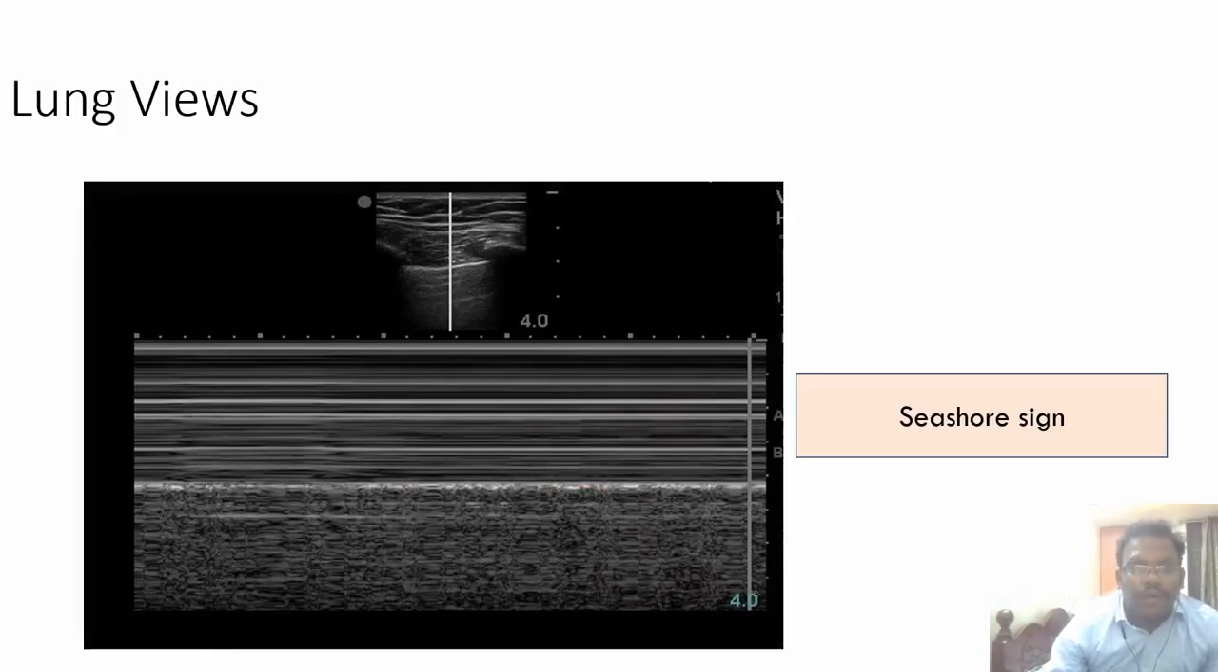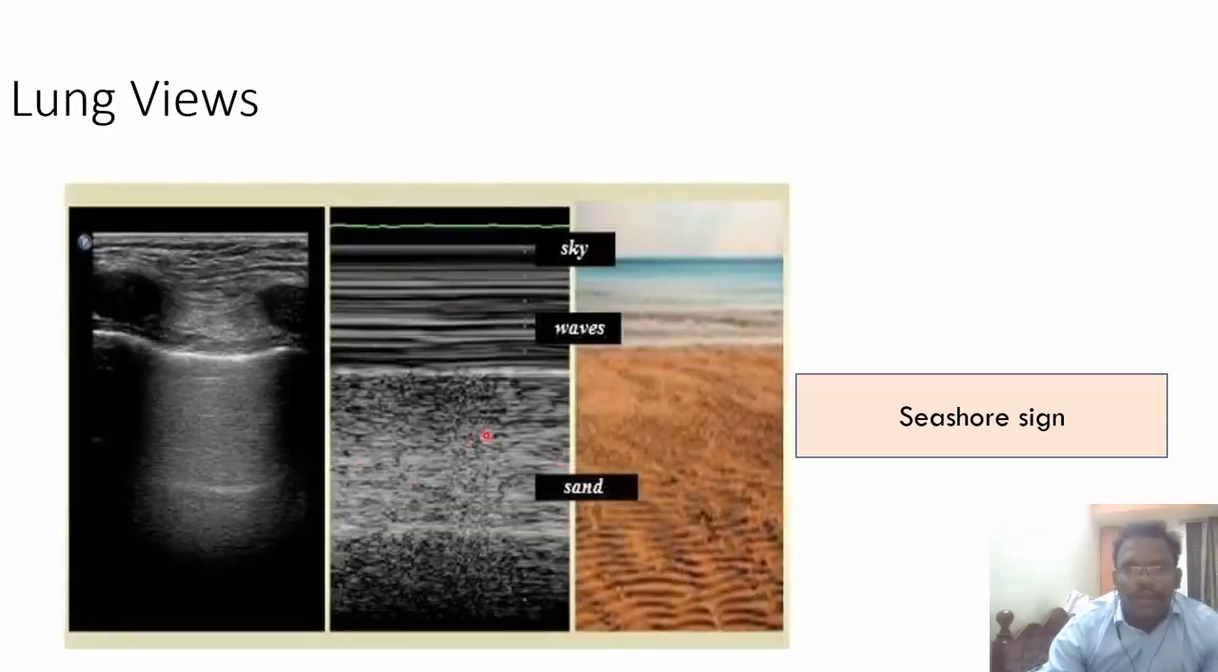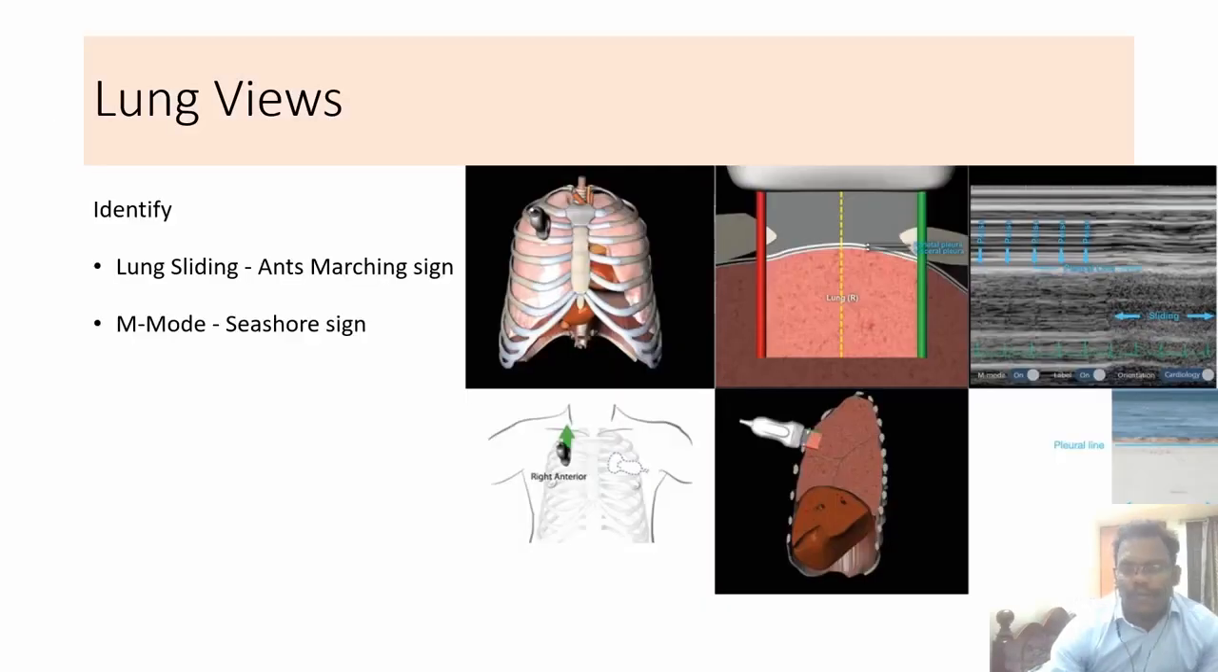So why is it called seashore sign? We can see the aerated lung here appears to be the sand of the beach, and above that you can see the pleura and you can see the non-movable structures here. So this appears to be the waves of the sea. So the entire picture appears like sea and the beach. So this is called seashore sign. So as a summary, we should know these two things in the lung assessment of EFAST. First, identify the lung sliding, look for the ant marching sign, and apply the M mode, get the seashore sign.